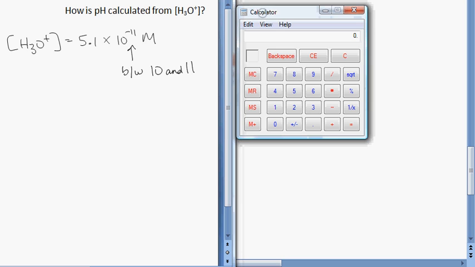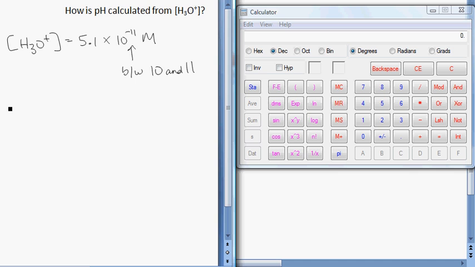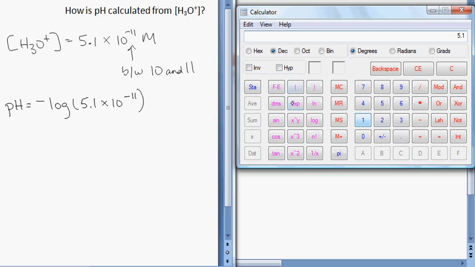In order to use our computer calculator, we need to turn it into scientific view. Now we have our log button and our exponent button. So our pH is equal to the negative log of 5.1 times 10 to the negative 11th. So in our calculator, we need to plug in 5.1, use our little exponent button, put in negative 11 for our exponent, and then take the log of that.